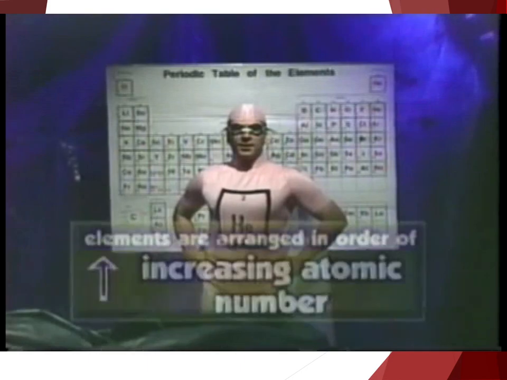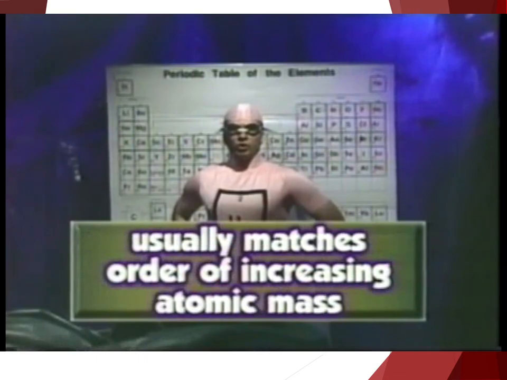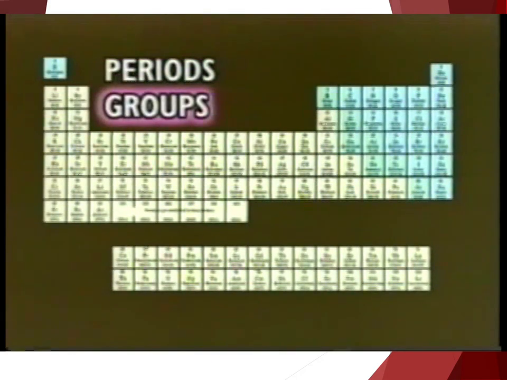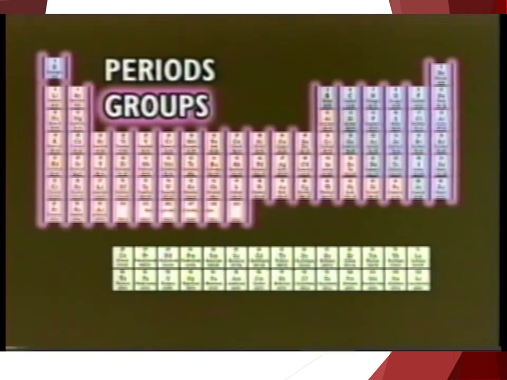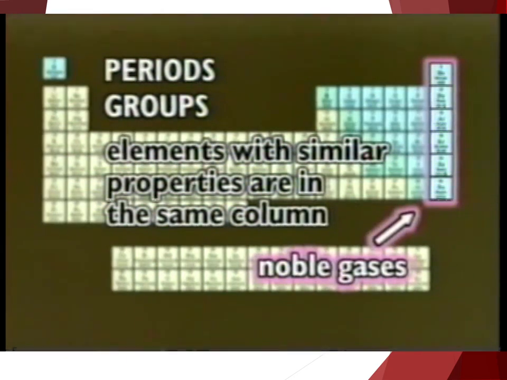In the periodic table, the elements are arranged in order of increasing atomic number, which usually matches the order of increasing atomic mass. The periodic table is arranged in periods and groups. It has 18 main vertical columns called groups and 7 main horizontal rows called periods. This arrangement places elements with similar properties in the same column.